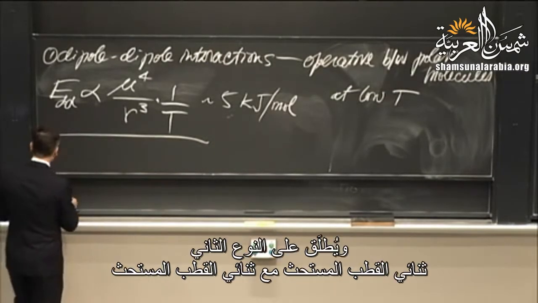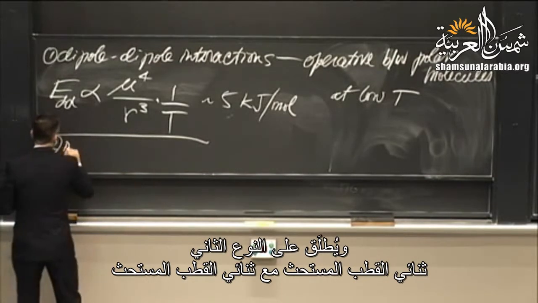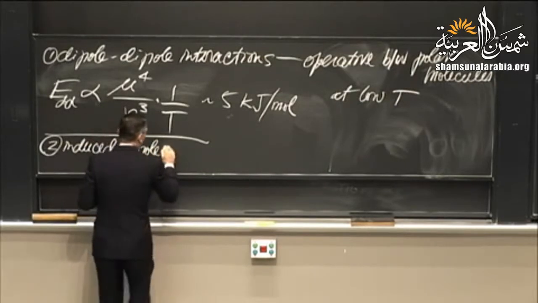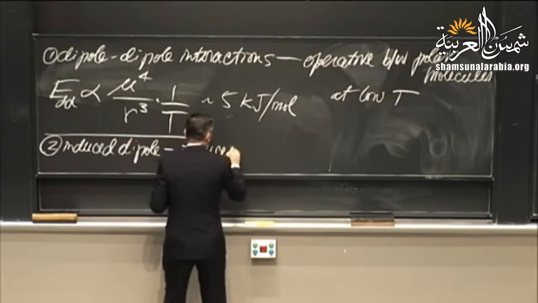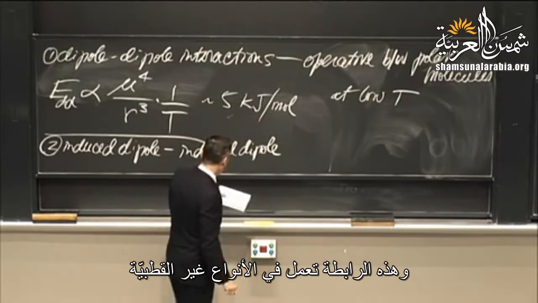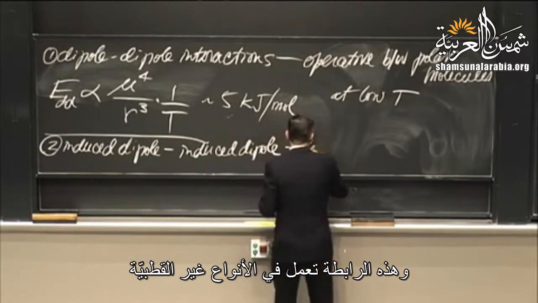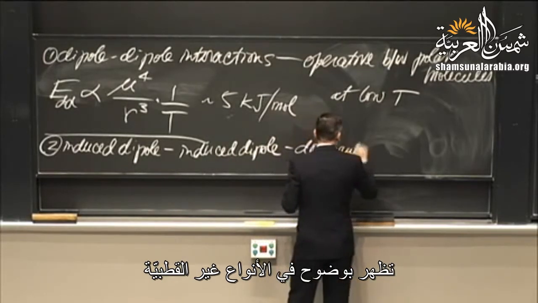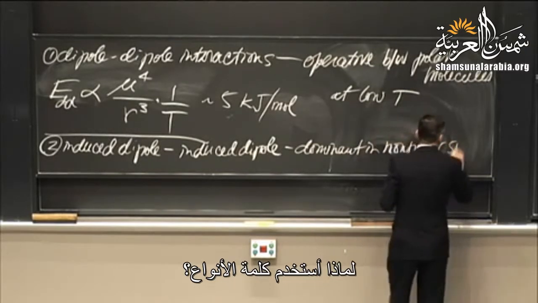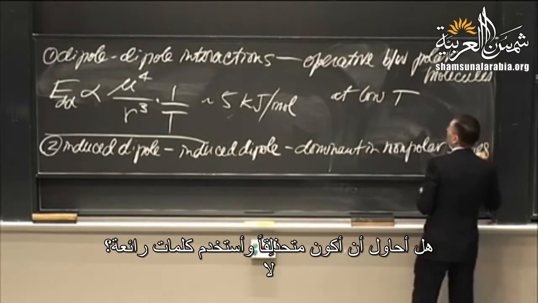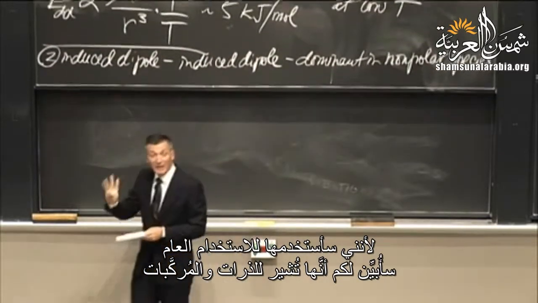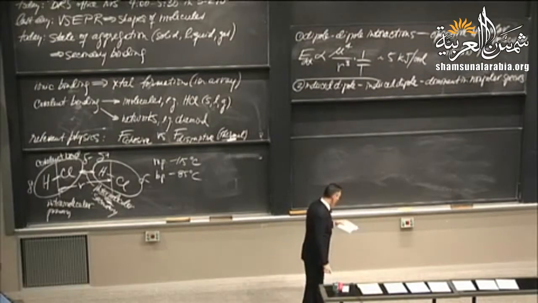Let's look at the second one. The second one is called induced dipole, induced dipole, and it's dominant in nonpolar species. Why am I using the word species? Because I'm trying to be pedantic and use fancy words. No, because I'm going to make it generic. I'm going to show it works in atoms and in compounds.